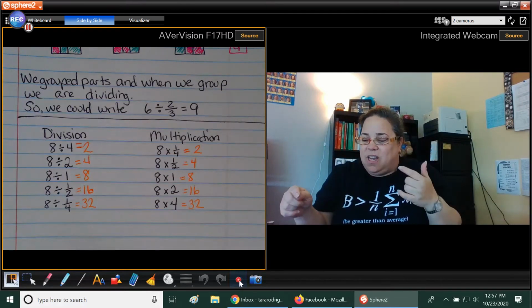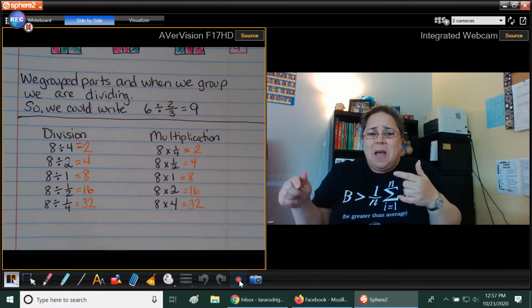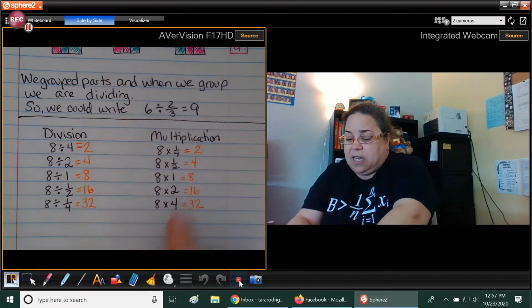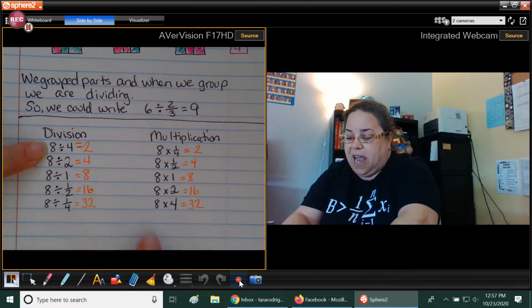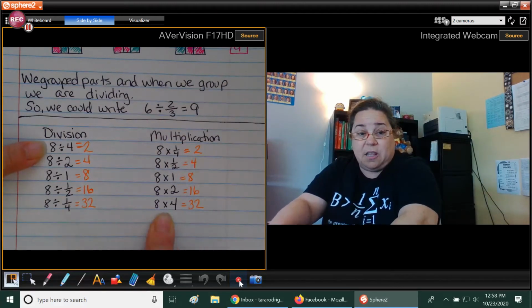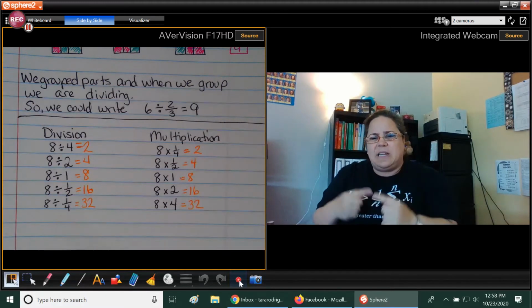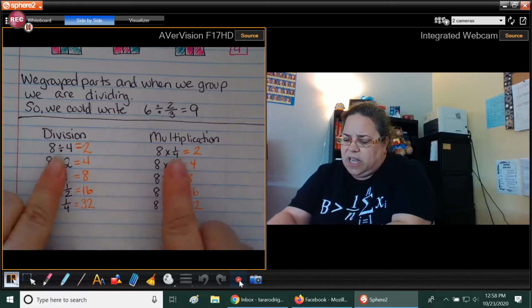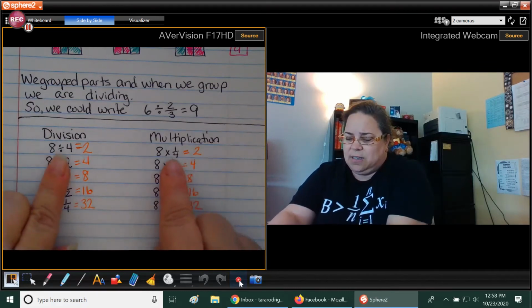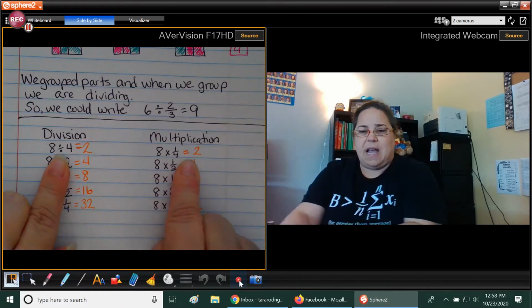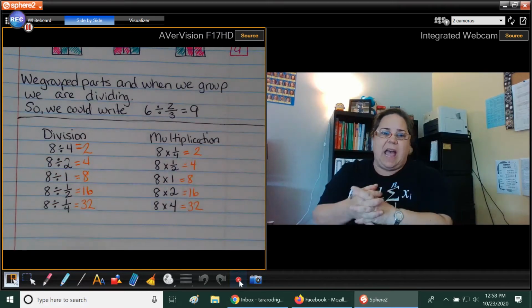So I want you to take a look at this and see, wait a second, how can 8 divided by 4 equal 2? But notice that on the multiplication side, I flipped my list, right? Because 8 divided by 4 is here, but 8 times 4 is here. It's on the bottom. So I flipped my list. How is it possible that the opposite ends of the list work and give you the same answer? How's that possible? What's making that happen?